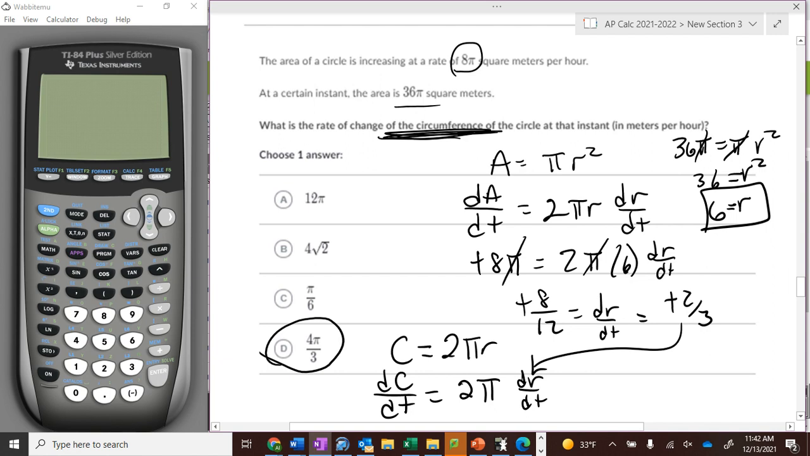We good? Why not, Nate? Okay, because we're given area.